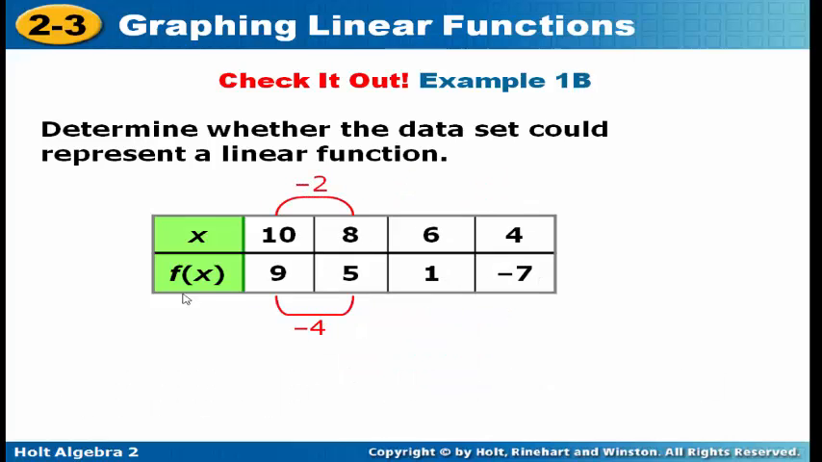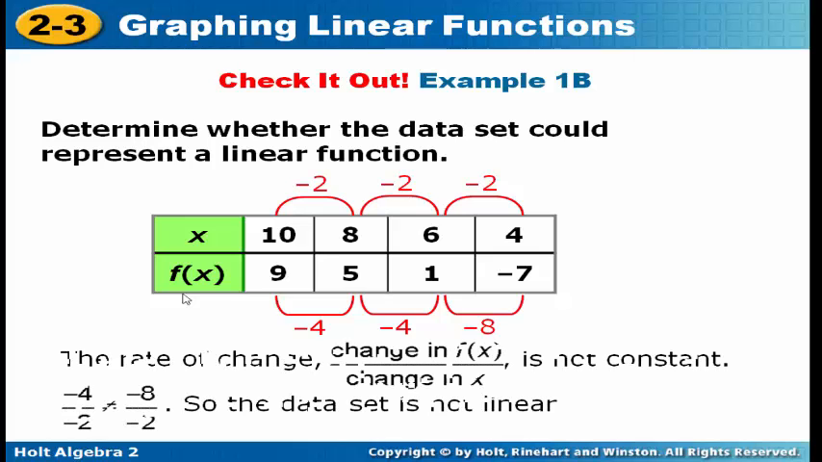Up we subtract 2, down we subtract 4. Up we subtract 2, down we subtract 4. Up we subtract 2, down we subtract 8. The rate of change here is not constant because in the first two times it was negative 4 over negative 2, but in the last time it was negative 8 over negative 2. So the data set is not linear.